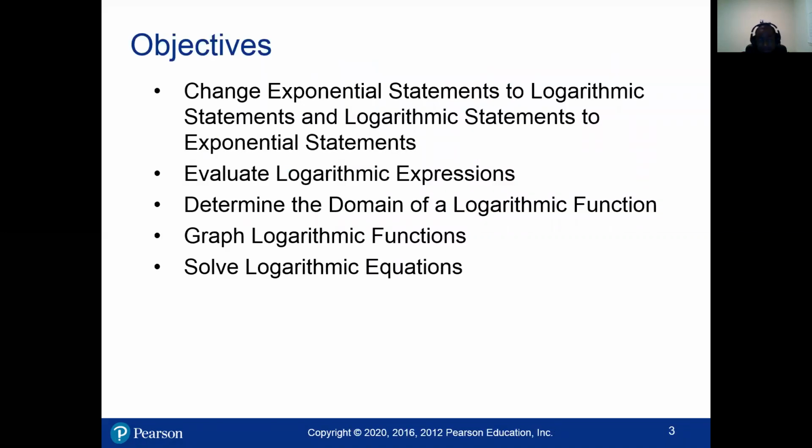We will define what a logarithmic function is, and then we'll change from exponential to logarithmic and vice versa. Then we evaluate log functions or expressions, and determine the domain of logarithmic functions, or simply log functions. We will graph and then solve equations involving log functions, or logarithmic functions.